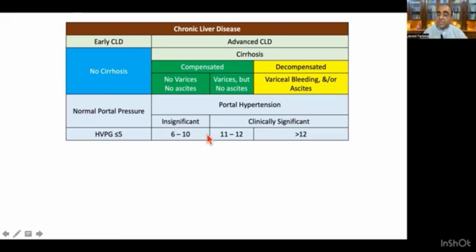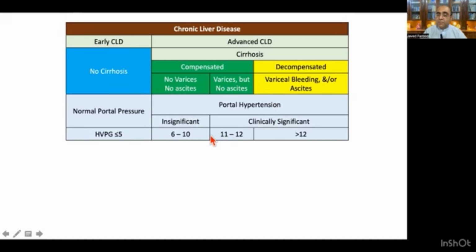When the HVPG, or the portal pressure, rises more than 10, so 11 to 12, this is the stage when the varices appear but ascites may not appear, and this is the second stage of compensated cirrhosis. And if it increases further, rising more than 12, this is when either a variceal bleed may happen or ascites may appear.